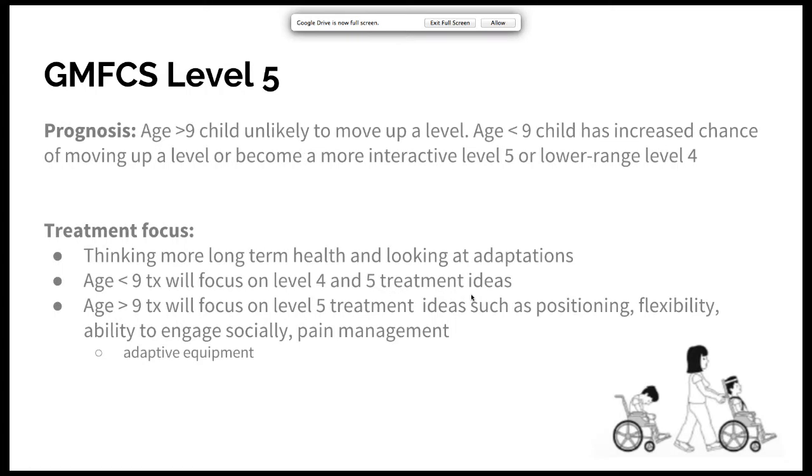The prognosis of GMFCS level 5 is the same as all the other levels. If a child is older than the age of 9, then they are set at a GMFCS level 5.